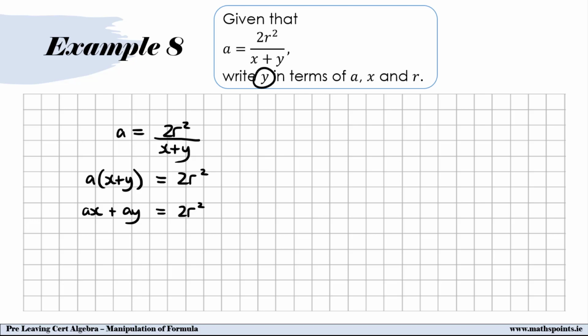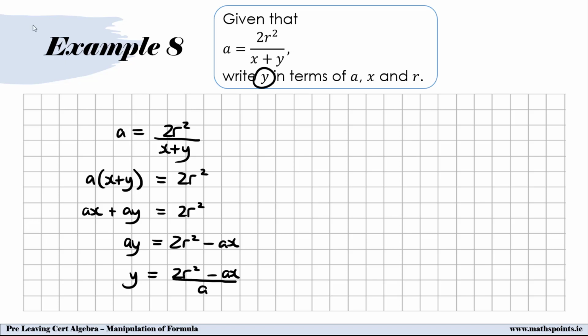I only want y terms on the left hand side, so I'm going to subtract an ax from both sides to leave me with ay on the left hand side, and then on the right hand side I have 2r squared minus ax. And finally I'm trying to isolate the y, so I'm going to divide both sides by the term or number beside the y, which is a. So y is equal to 2r squared minus ax over a.